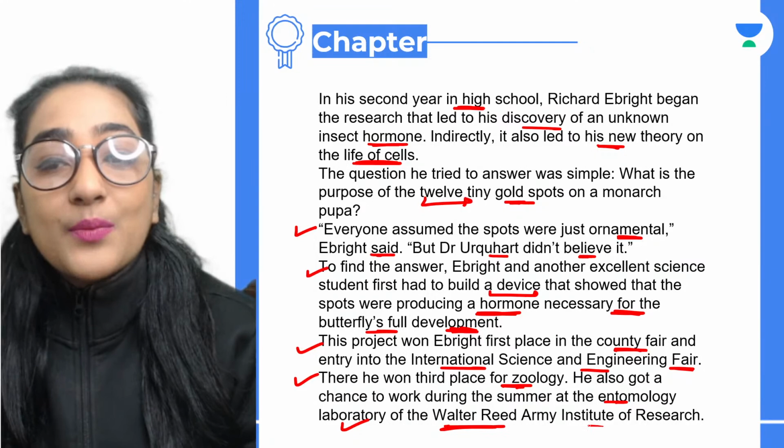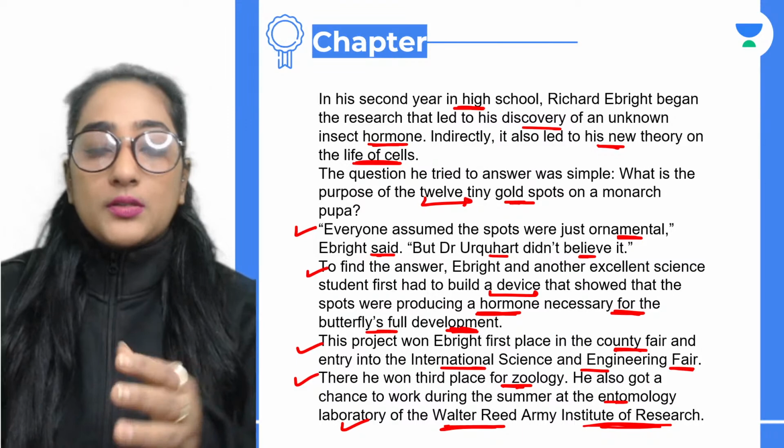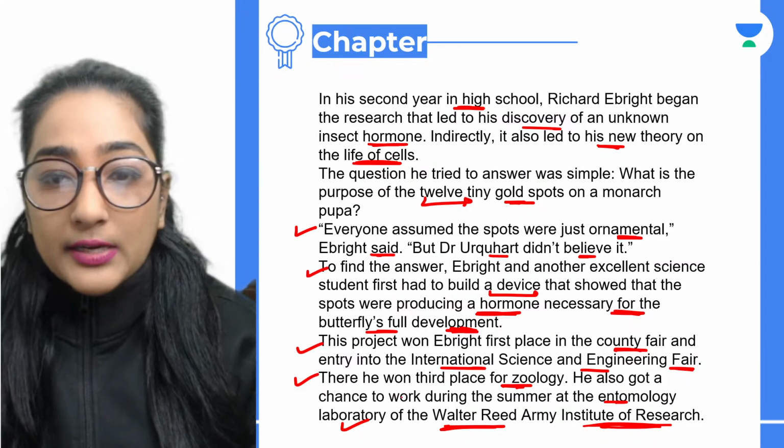Very important people, keep that in your mind. You are going to write the name of the Institute of Research in all capitals. I mean the very first letter of each should be capital, that is Walter, then Reed, then Army, then Institute and Research. Keep that in your mind.